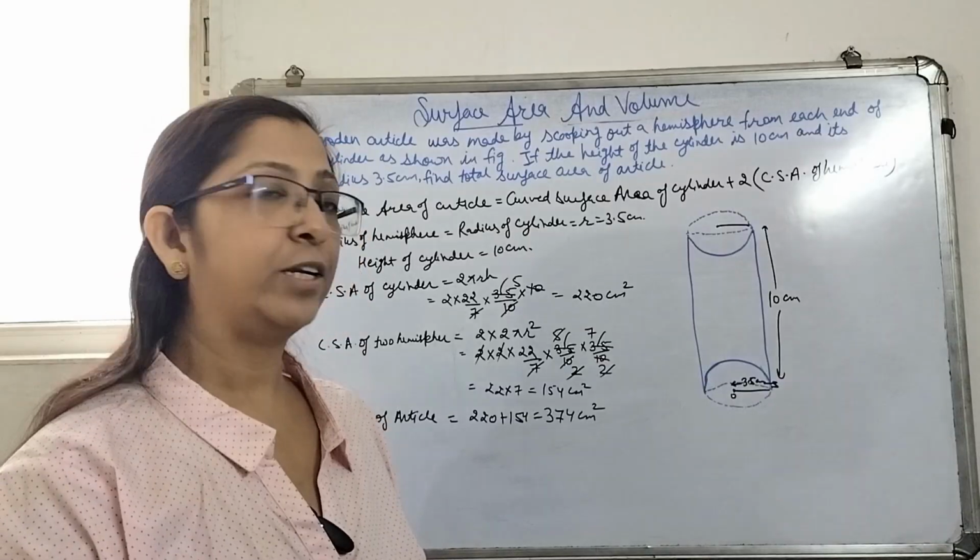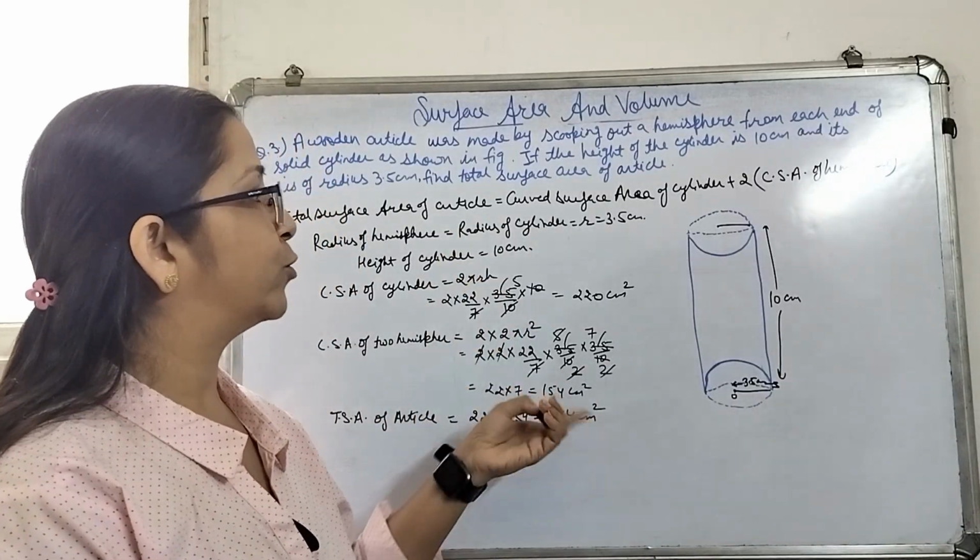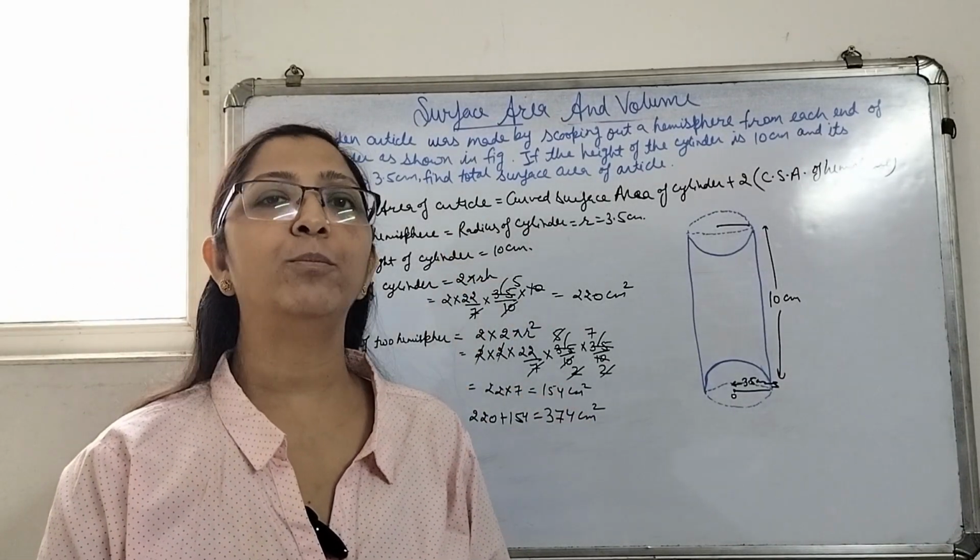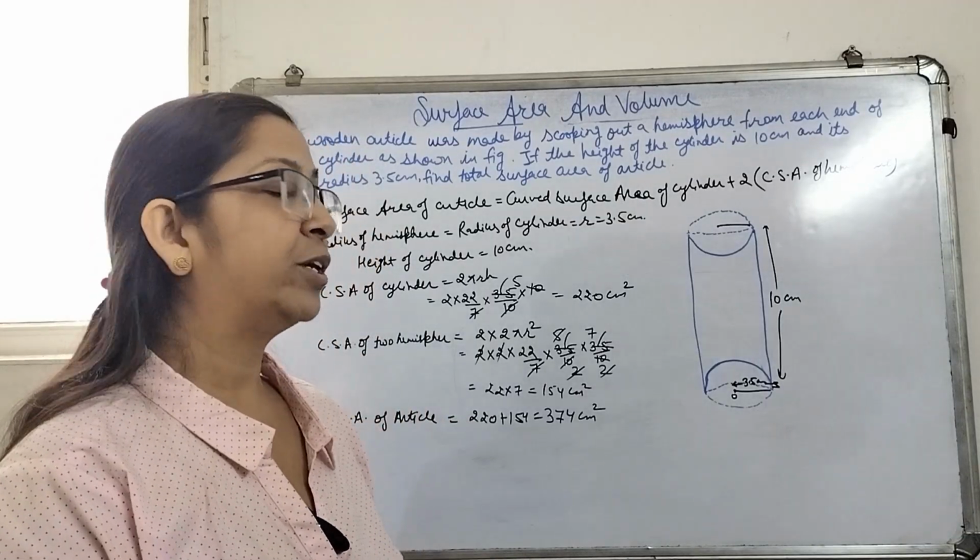This is all for now. Hope it is clear to you how to find the surface area and volume of a combination of figures. Practice more and more questions.